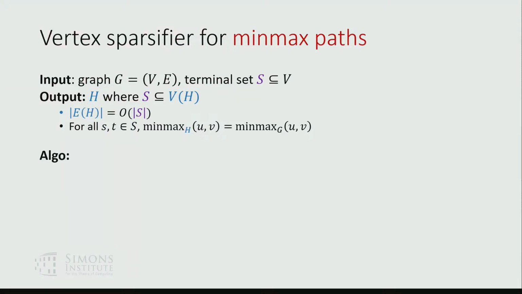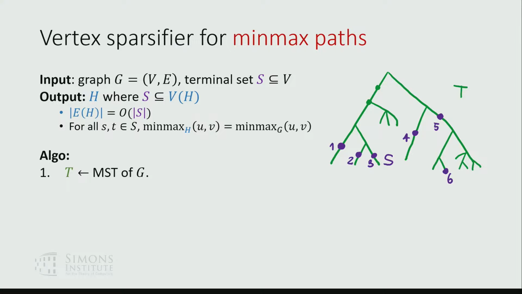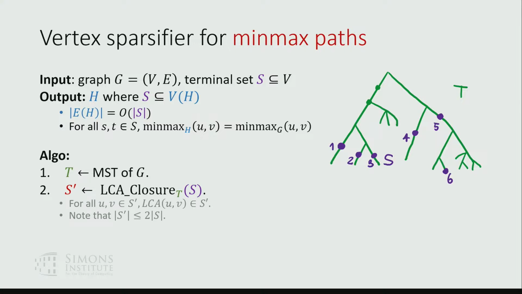Now let's see how it works in the general case. The algorithm will be like this. Let's start with computing a minimum spanning tree of the graph, and it's safe to do that, because we can just focus on this tree since it preserves the min-max paths of the graph. Compute it, and let's say that the purple nodes are the terminal set. Next, which is quite convenient, I compute the LCA closure of the terminal set in the tree, and call it S prime.